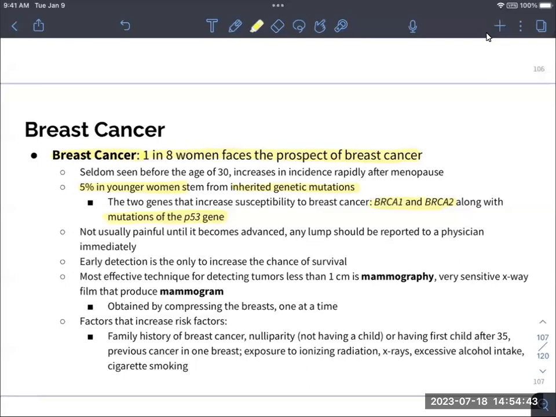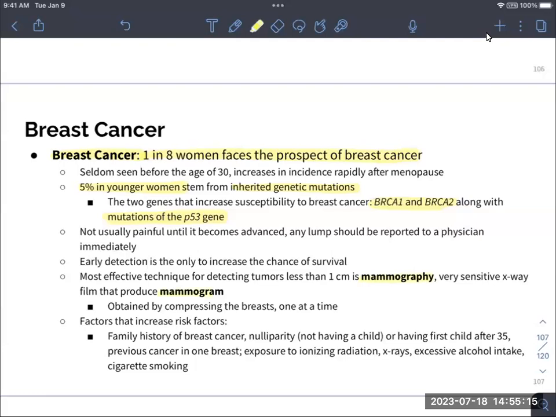I've known people who had BRCA1, BRCA2 genes, and their doctors actually recommended a full removal of the breast to prevent breast cancer from even forming because there's no breast tissue there. It's not painful usually until it's more advanced, and any lumps should be reported to a physician because you don't know what it could be. Earlier the detection, the better the chances of survival.